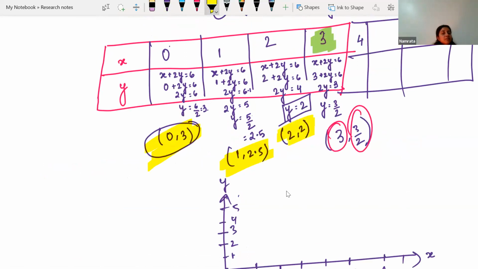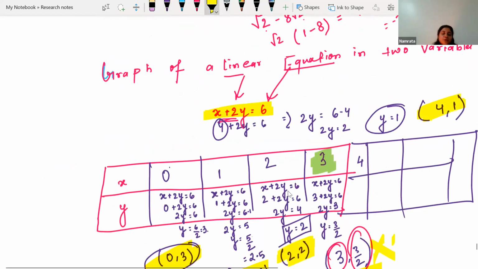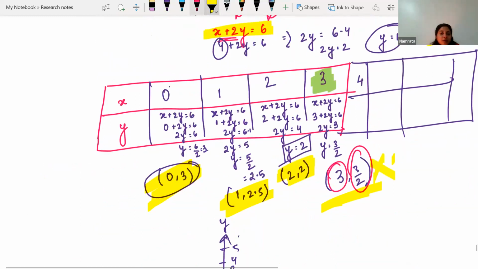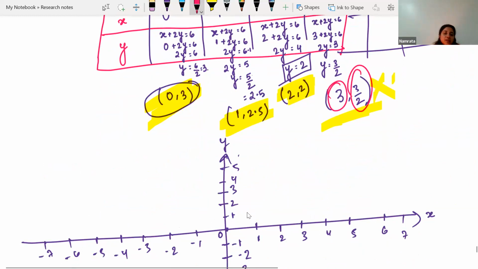The next point we have is 1 comma 2.5. Next point we have 2 comma 2. After that we have 3 comma 3 by 2, which I said to avoid. We are not going to locate it. It's fine. The next point we have found is 4 comma 1. Okay, so let's locate it one by one. 0 comma 3. So x is 0, y is 3. So definitely the point will be this one. This is the point which is 0 comma 3.